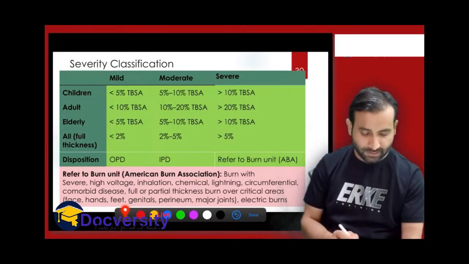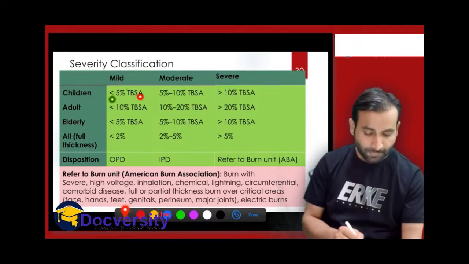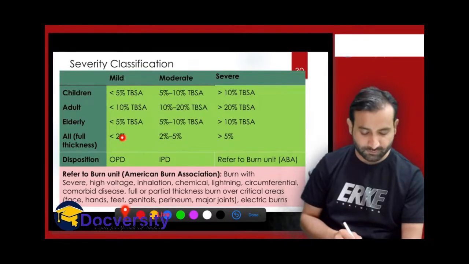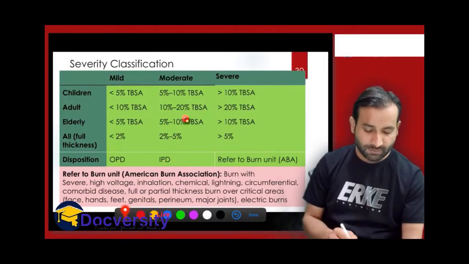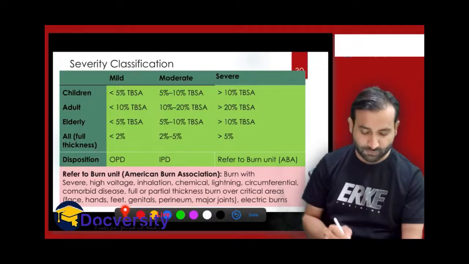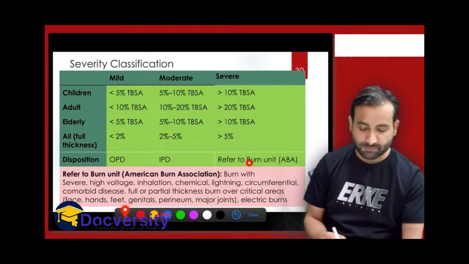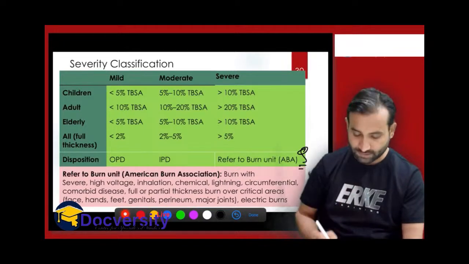And look at here, the severity classifications they can ask you in the exam. In children and elderly, if it is less than 5% TBSA, we say this is a mild burn and we manage this patient in the OPD, right? And if it's a full thickness burn, less than 2% is also a mild burn. If it is moderate in children and elderly, 5 to 10%, this is moderate. We admit the patient and we manage in IPD. If it is more than 10% in children or more than 10% in the elderly, we refer this patient to the burn unit.